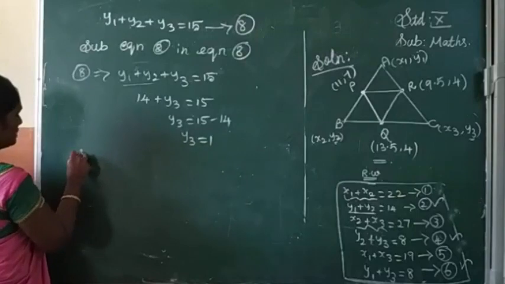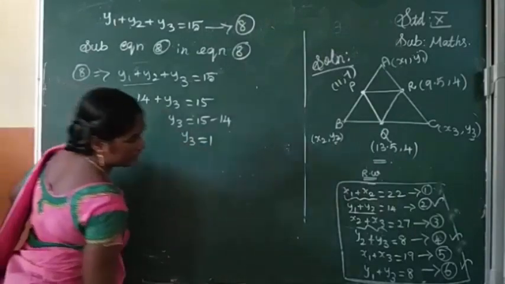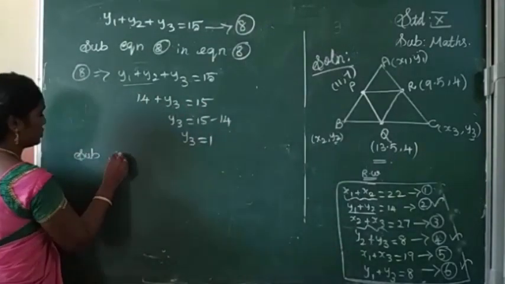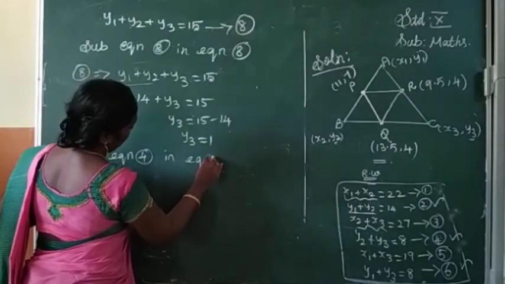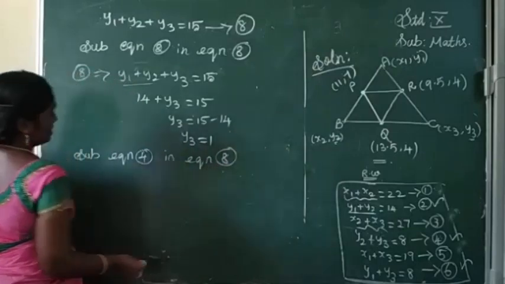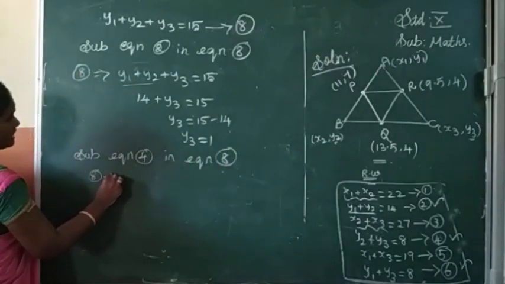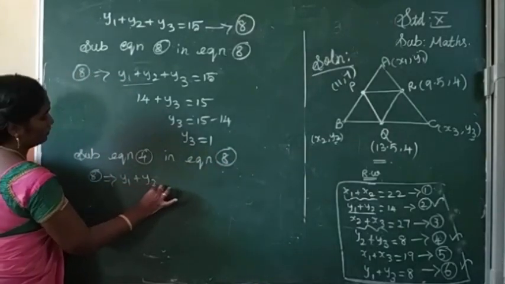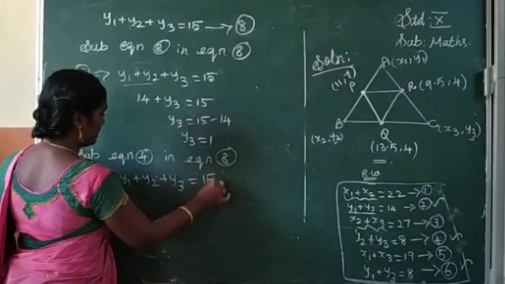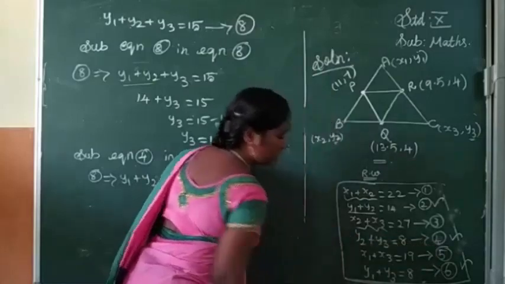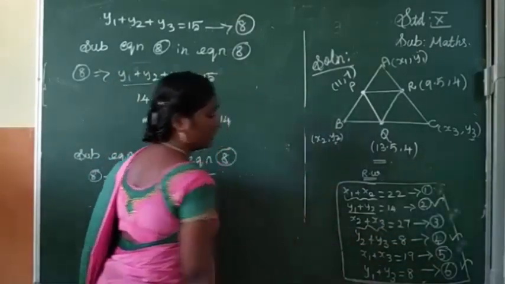Now substitute. What is the equation you already taken? 4. Substitute equation 4 in equation 8. So write the equation 8 first. y1 plus y2 plus y3 is equal to 15. This is equation number 8. Now I am going to substitute the fourth equation. What is the fourth equation? y2 plus y3 is equal to 8.